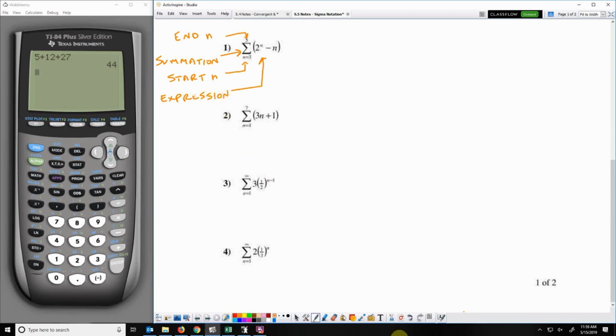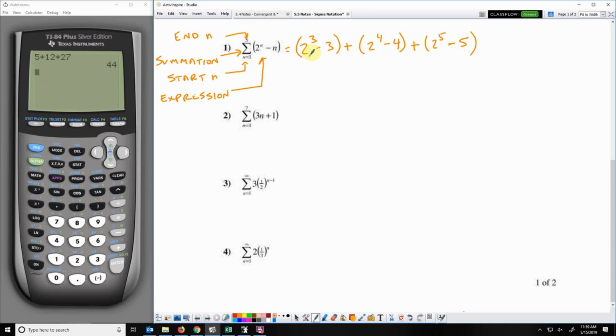So what all that means is we are going to find the sum of terms 3 through 5 for this sequence. So that means 2 to the third power minus 3, plus 2 to the fourth power minus 4, plus 2 to the fifth power minus 5.